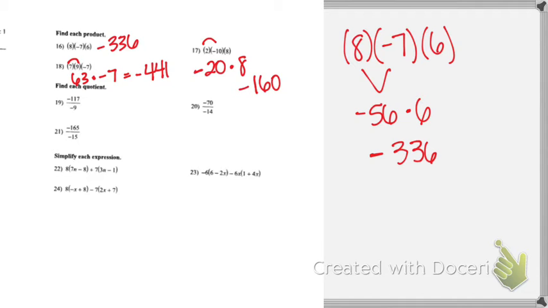All right, next on 19, 20, and 21, we are finding the quotient, which means to divide. So remember, when you have two negatives, they make a positive. So this would be 117 divided by 9, which is a 13. This would become 70 over 14, which would be 5. And 21 would be 165 over 15, which would be 11.